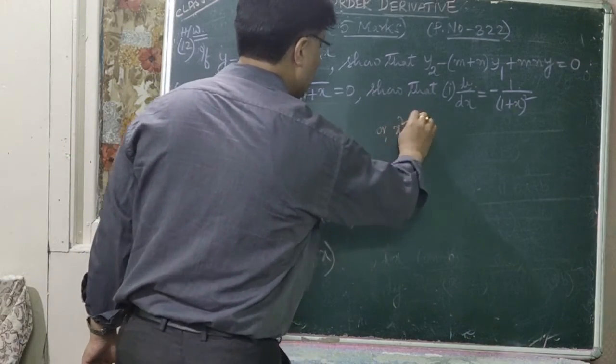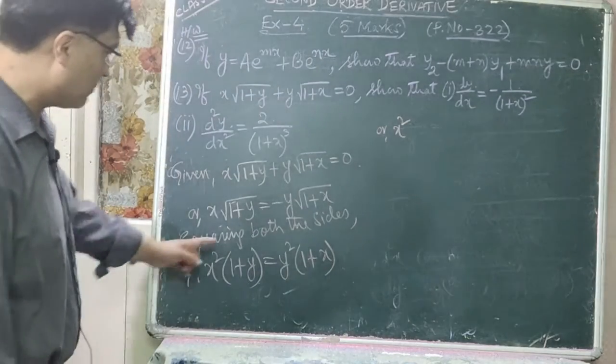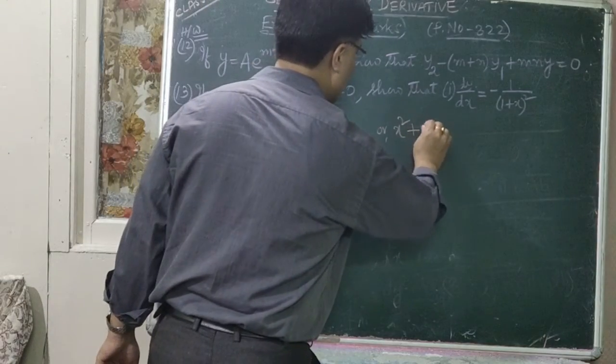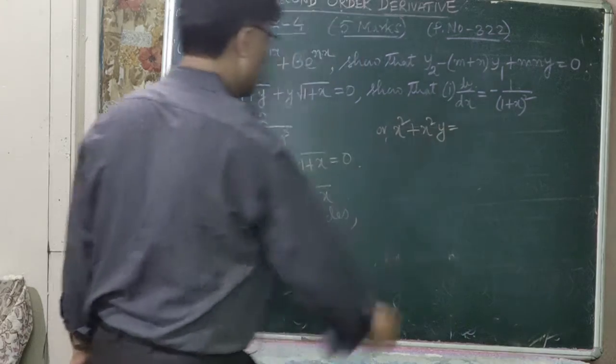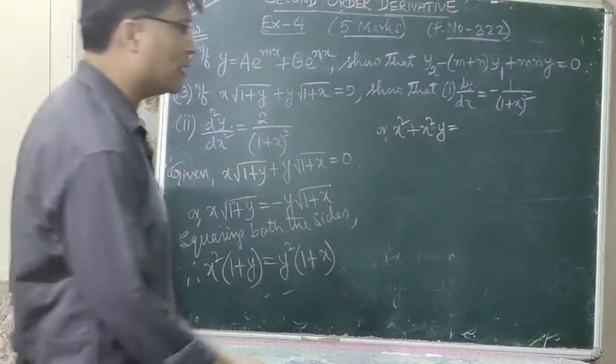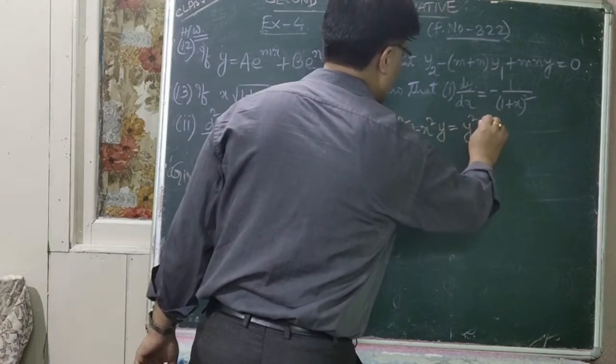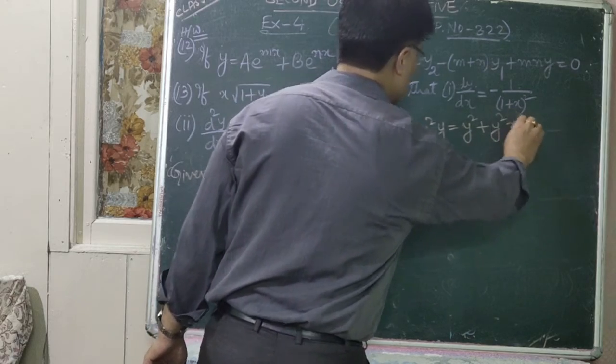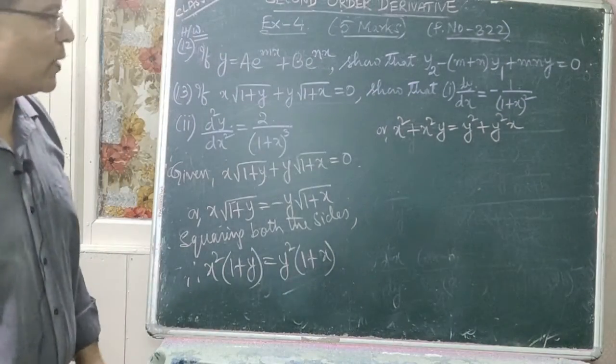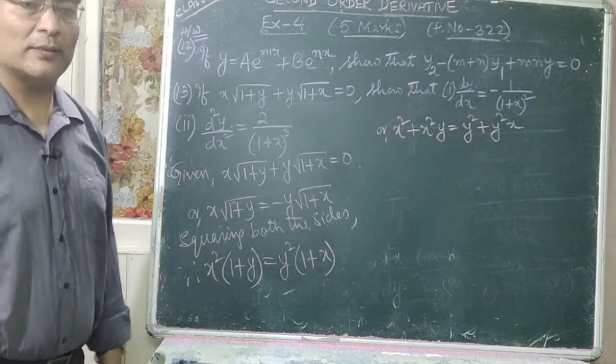Or x square into 1 is x square plus x square y, which is equal to, on the right hand side, y square into 1 is y square plus y square x. y square into x is y square x. So I think you have understood it.